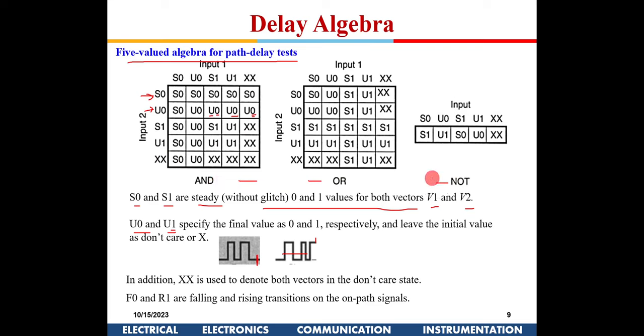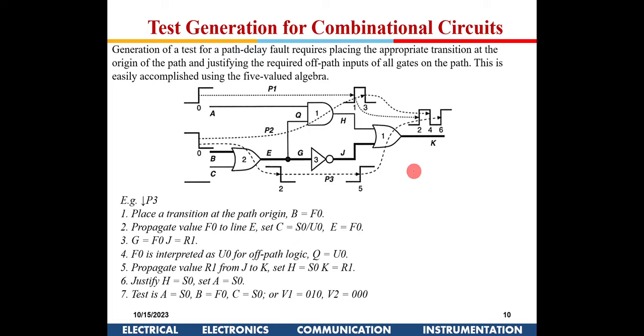So this is known as a five valued algebra, something similar to what we did for the D algorithm. Now, how to go about using this algebra, how to find the test vectors required for finding the delay, okay. So let's first take this path P3, from here to here to here, going like this, for the fall time of P3, okay. So for the fall time of P3, at B, I am going to place F0.